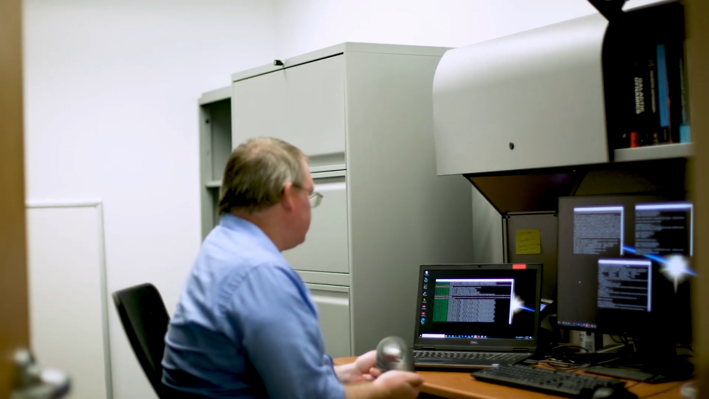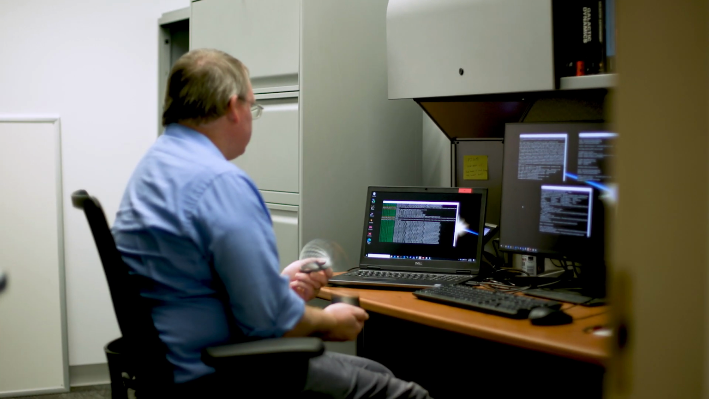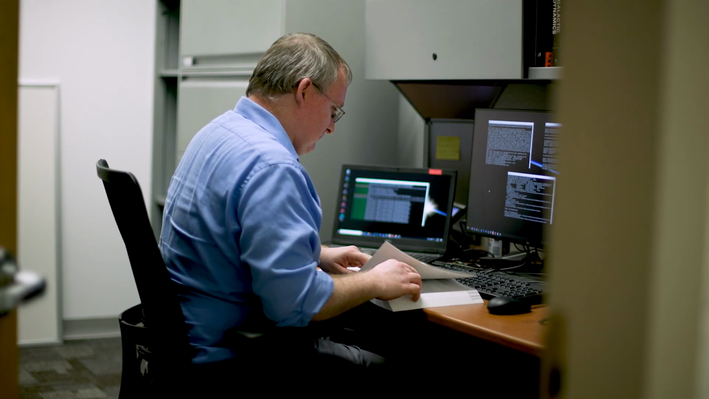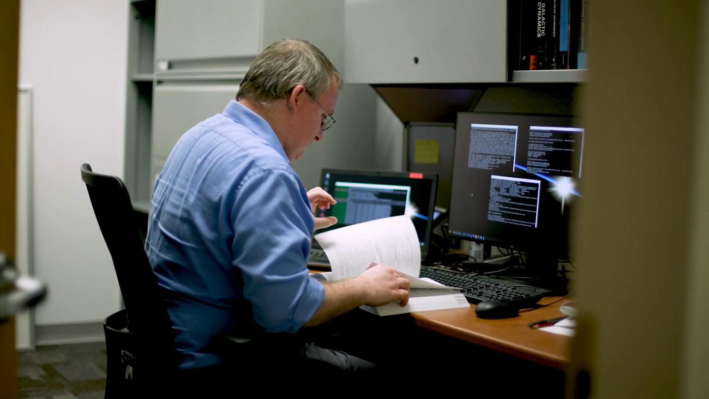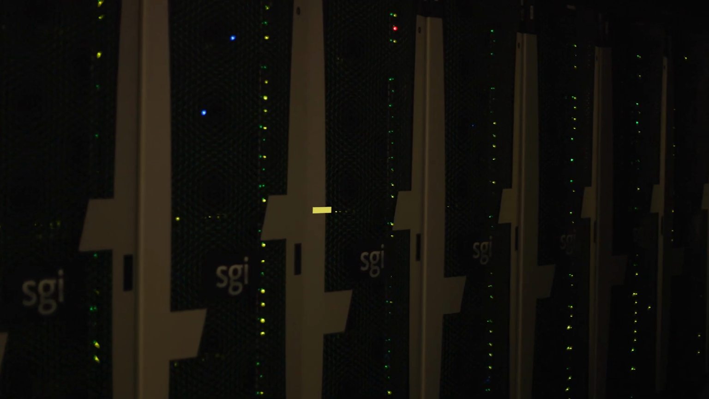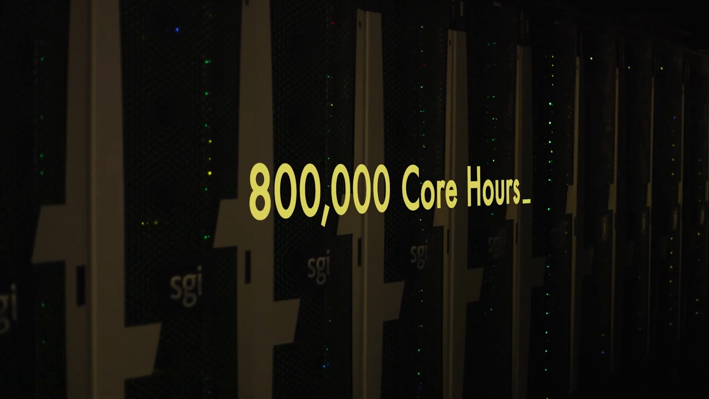All I can tell you is there were days that I asked Ryan how things were going and he said, it's going to be another few days because I have simulations running. So for the paper that we wrote for this particular result, it was about 800,000 hours of computational time.